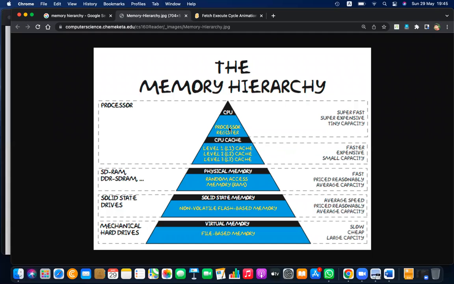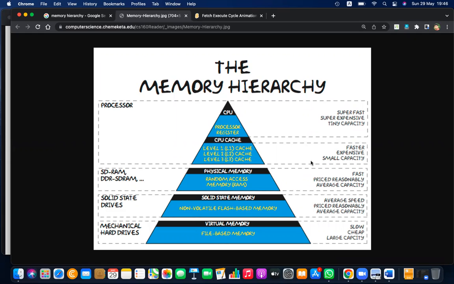Initially, there is a processor. Inside the processor, you have registers. Registers are super fast, super expensive, and have very tiny capacity. They store in bit levels, right? Tiny capacity, small capacity, bits only. They can store a few bits or a few bytes.